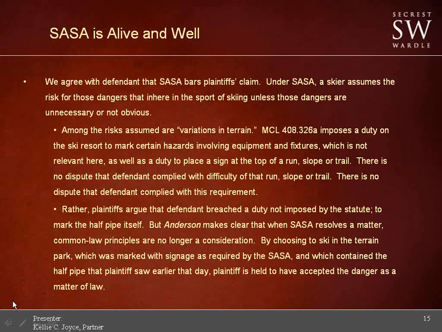The courts have really found that when those two elements are met, even if it's not specifically enumerated, the SASA will apply and the statutory immunity provision will be upheld.